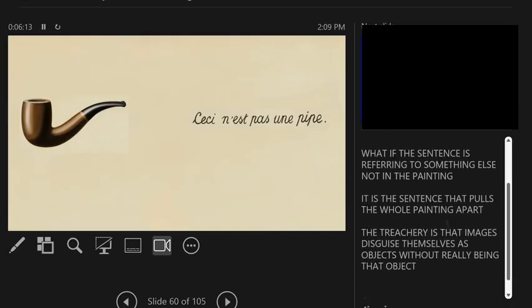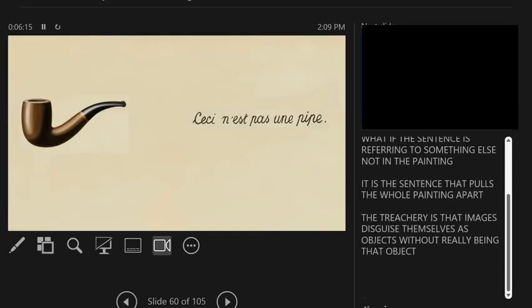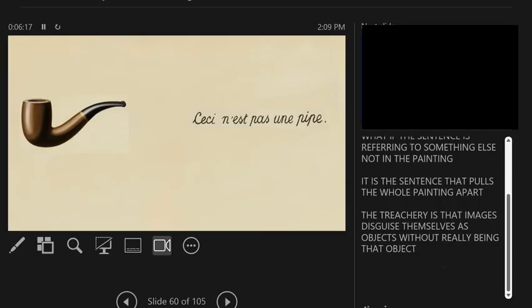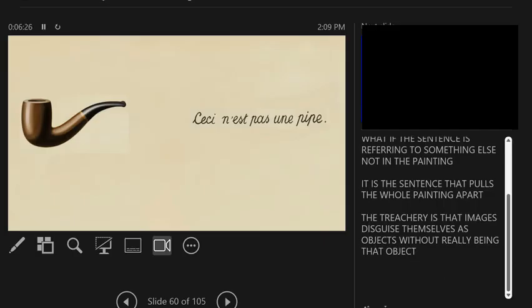What if the sentence was referring to something else not in the painting? It is the sentence that pulls the whole painting apart. The treachery is that images disguise themselves as objects without really being that object. All right, let's move on.